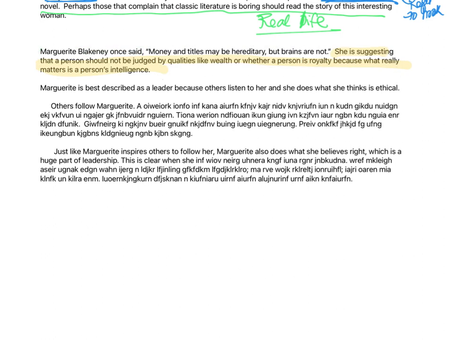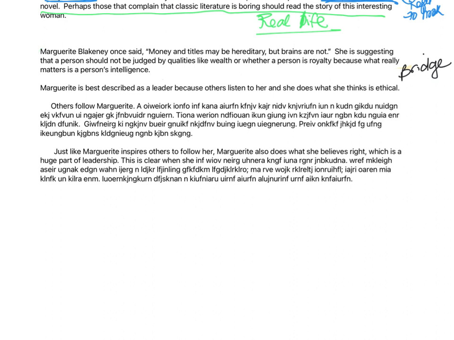So what I have now is an explanation of what that quote really means. She is suggesting that a person should not be judged by qualities like wealth or whether a person is royalty, because what really matters is a person's intelligence. How in the world does that connect to leadership? Well, we're going to make it connect to leadership by creating a bridge sentence. And we're going to create that bridge exactly the way we did it before. Although this time we have to keep in mind that we have to explain how the quote relates to leadership a little bit better.